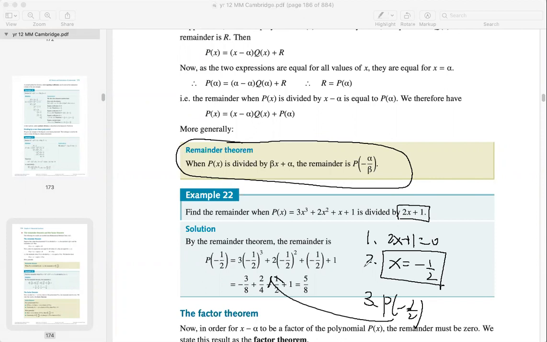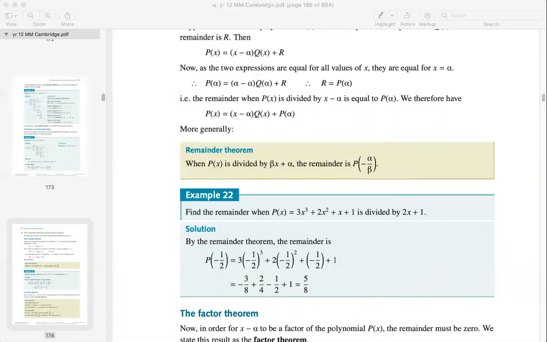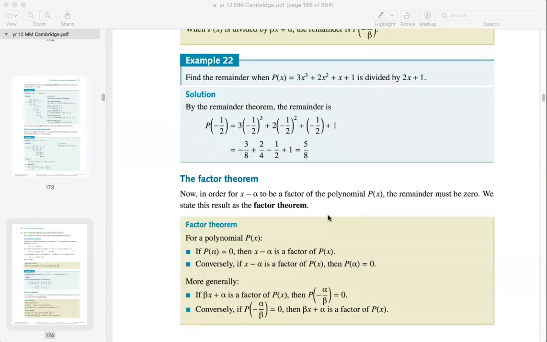You have to distinguish the difference between factor and solution. This is called a factor, and this is called a solution. They are two distinct things. Remainder theorem and factor theorem are pretty similar. The factor theorem says if you plug in a number and get 0, then this is a solution, and the corresponding x minus alpha is a factor.